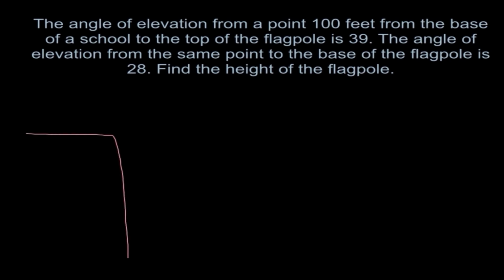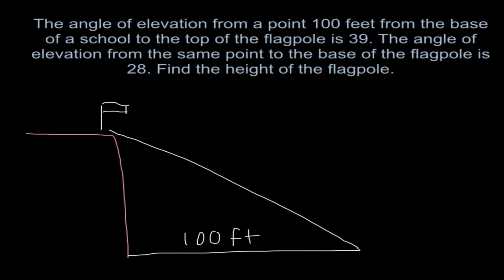The next word problem I want to go through is similar to something we did in our notes, where we have a school, and then I have a flagpole, and it tells me from a point that is 100 feet away that the angle of elevation to the top of the flagpole is going to be 39 degrees, and the angle of elevation to the base of the flagpole is 28 degrees, and we want to find the height of the flagpole. So the way that I can find this height is by finding this whole opposite side and subtracting this opposite side from it.